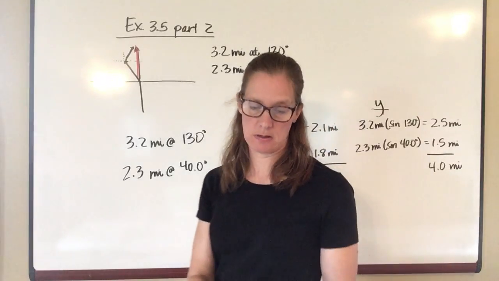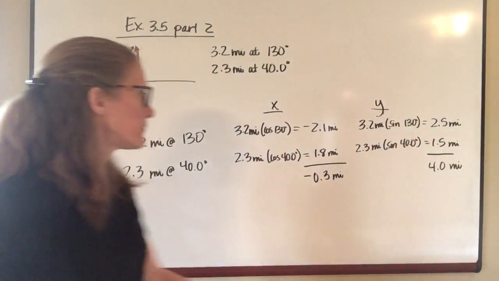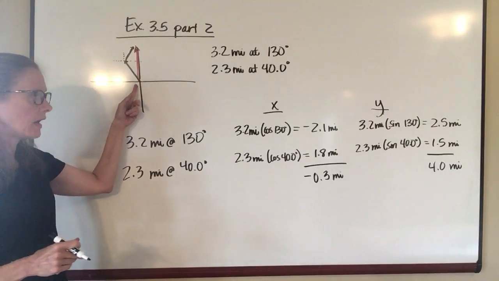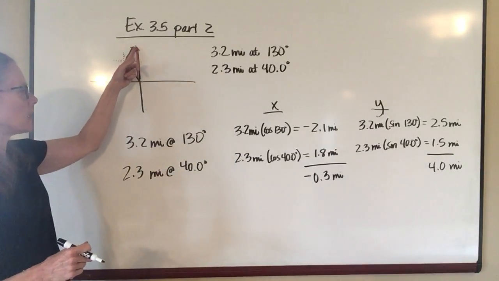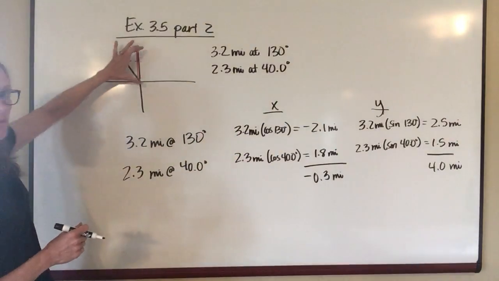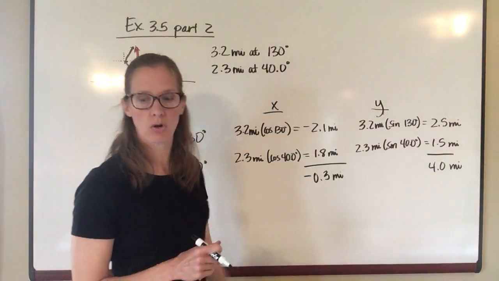Does that make sense with what I thought I would have? Well, negative 0.3 is not very far over this way at all. And then 4 miles is going to put me up here. So the answer, again, that I got makes sense with the vector that I sketched. It is a logical answer.